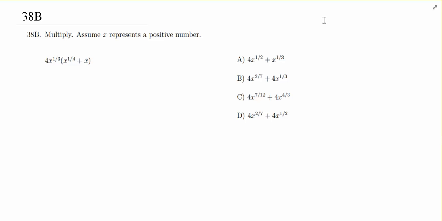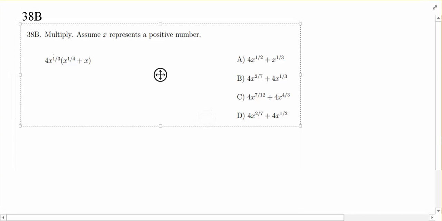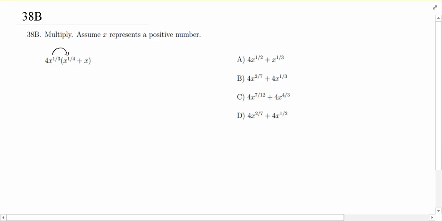All right, this problem isn't terribly difficult, but I definitely want to go over it because I have a couple of things I want to share with you that help make your life a little bit easier. Basically, what's going on in this problem is we're just going to be distributing. That's all we're doing. We're going to distribute 4x to the 1/3 to both terms.